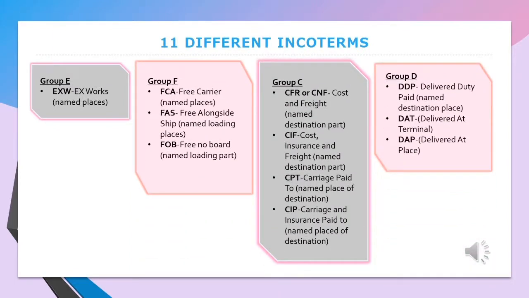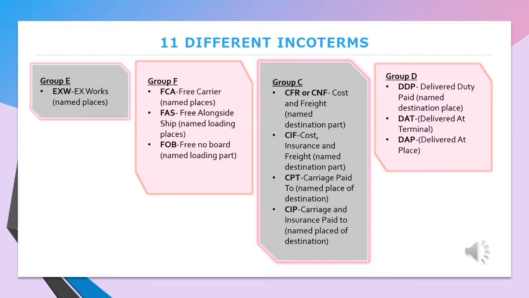There are 4 groups of Incoterms, which are Group E, Group F, Group C, and Group D. In the first group of E terms, EXW, also called Ex Works, the seller only makes the goods available to the buyer at the seller's own premises. For the second group, F terms, free carrier, free alongside ship, and free on board, the seller is called to deliver the goods to a carrier appointed by the buyer.